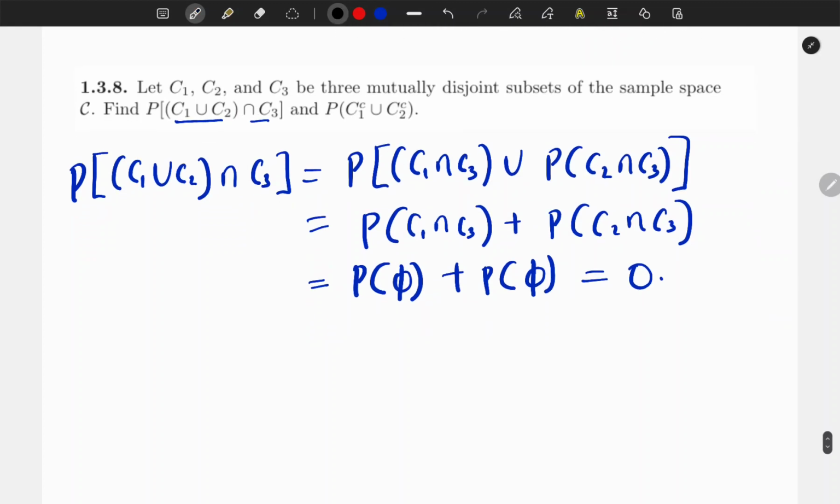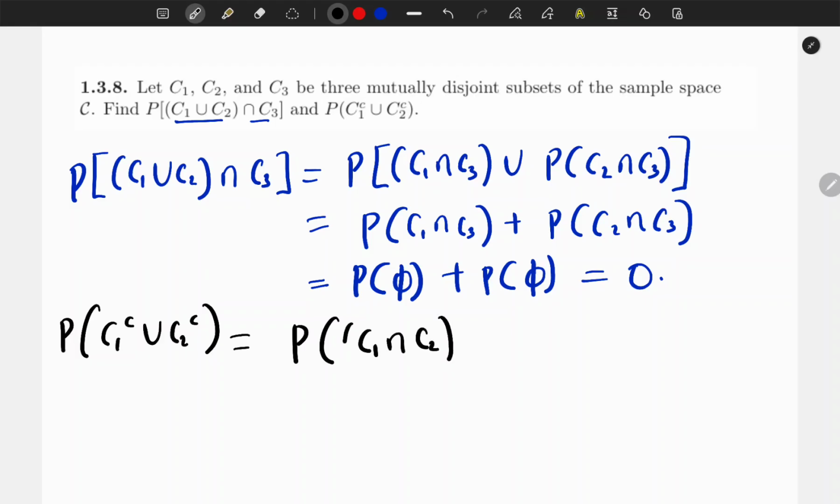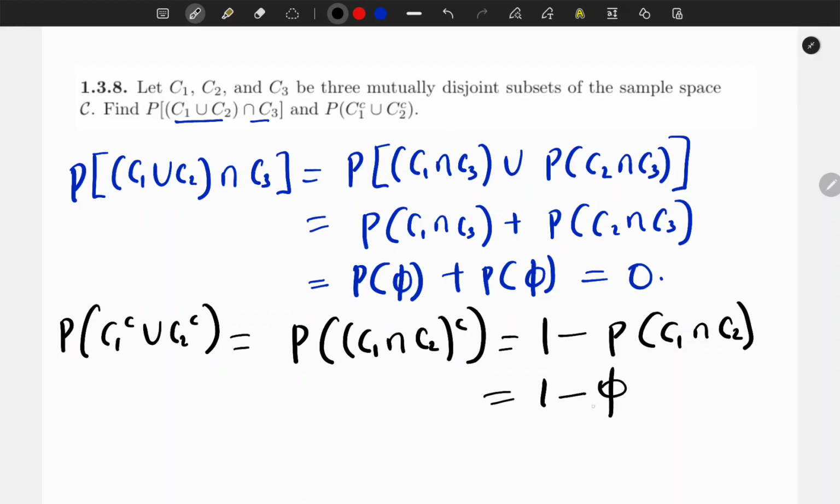Alright, so then let's prove the second one, C1 complement union C2 complement. By De Morgan's law, we have this. There will be C1 intersection C2, complement. Okay, and that is equal to 1 minus P of C1 intersection C2 by definition of complement, and that is equal to 1 minus, since C1 and C2 are mutually disjoint, the empty set, and that equals 1. And that completes that proof.